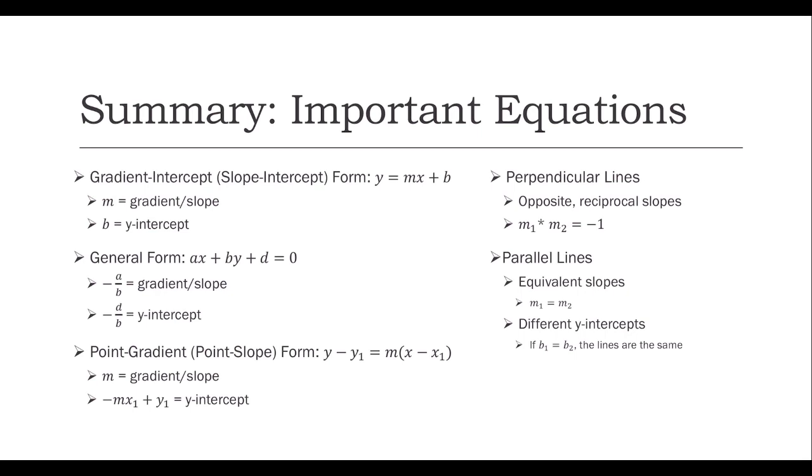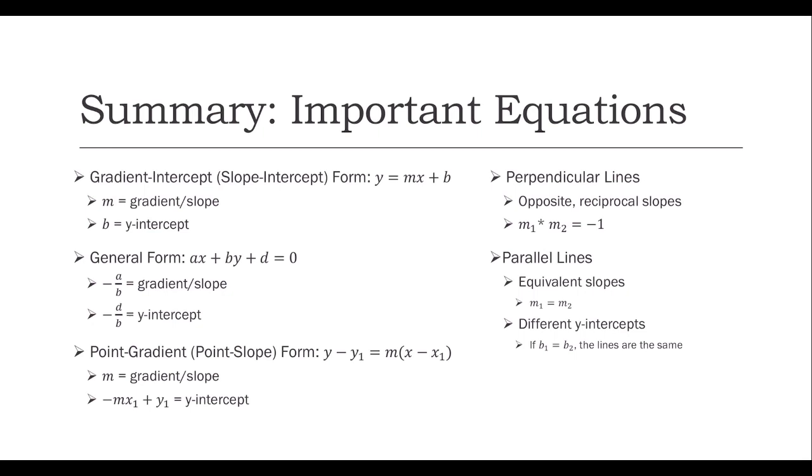So in summary, we have some important equations. In gradient-intercept or slope-intercept form, y equals mx plus b, where m is the gradient or slope and b is the y-intercept. Our general form is ax plus by plus d equals 0, where negative a over b is the gradient or slope and negative d over b is the y-intercept. For point gradient or point slope form, y minus y1 equals m times x minus x1, where m is the gradient or slope and negative mx1 plus y1 is our y-intercept.